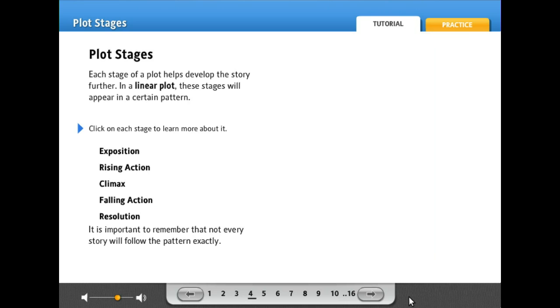Each stage of a plot helps develop the story further. In a linear plot, these stages will appear in a certain pattern. It is important to remember that not every story will follow the pattern exactly. Click on each stage to learn more about it.